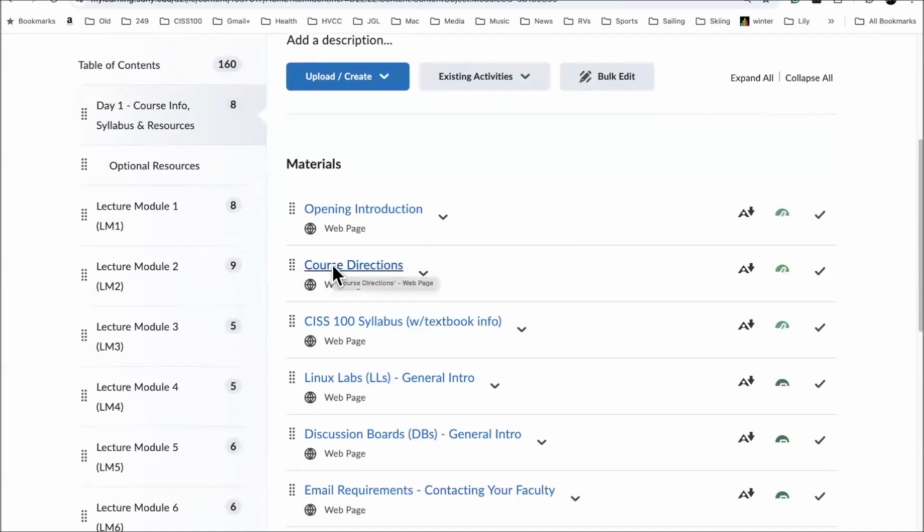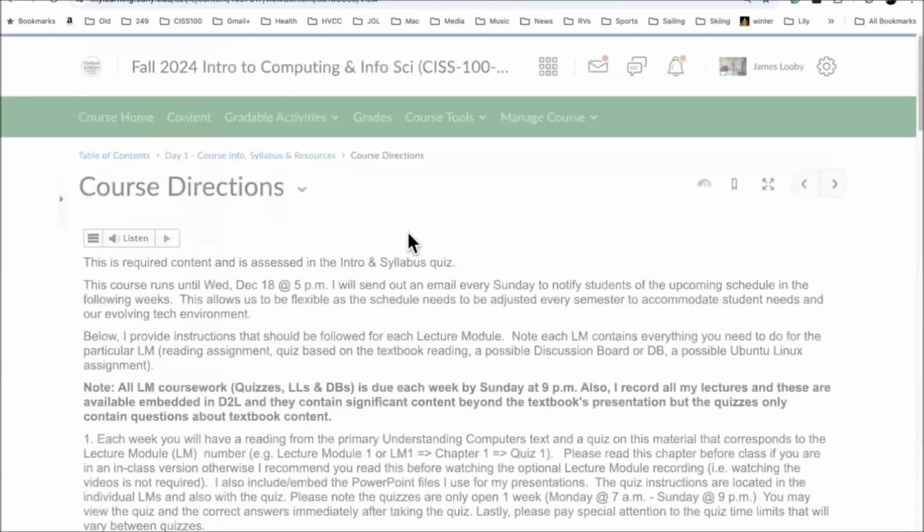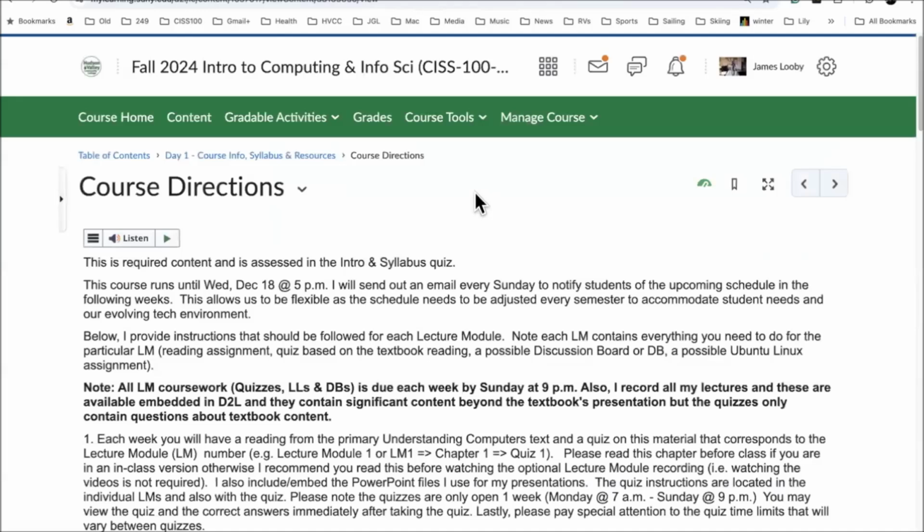Okay, the course directions. I'll jump into there. So these are the general course directions for the entire course. As we see, the course runs in this semester, fall 24 semester, until December 18th, the Wednesday at 5 p.m.